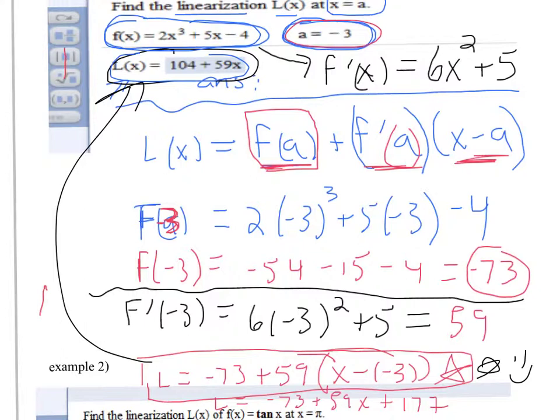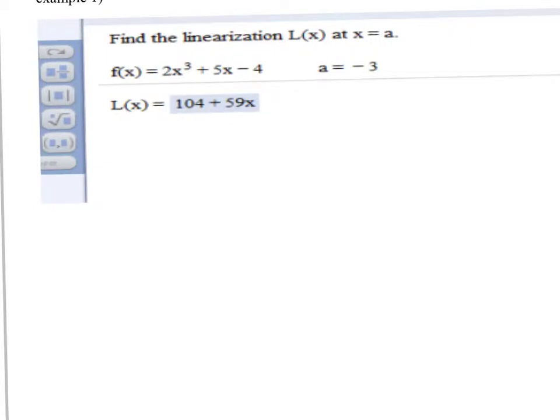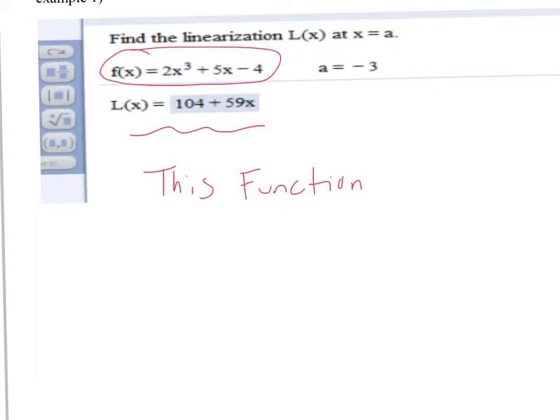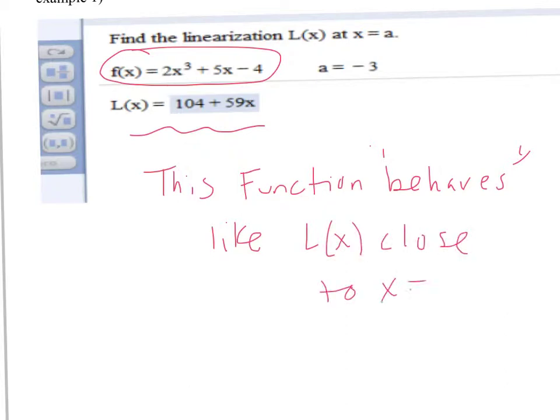Now that we saw the sweat equity that went into that, this original function behaves, or can be modeled by the equation of its tangent line, as long as you stay really close to -3, for values close to x equals -3.